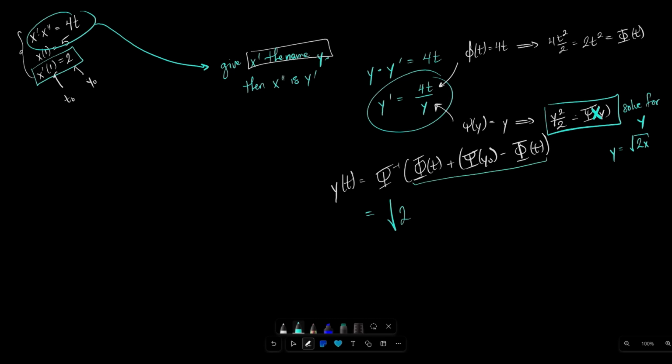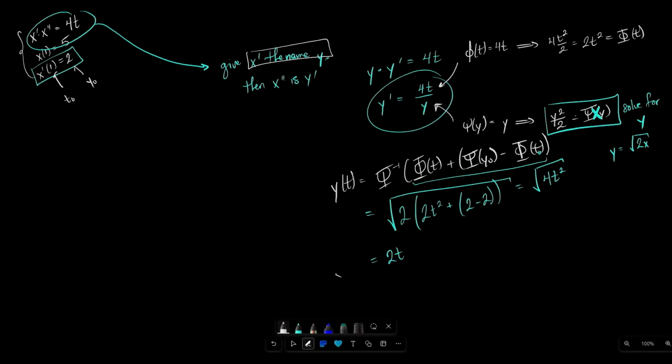Well, I know that capital phi is 2t squared plus psi at the initial condition. There's psi, y squared over 2. The initial y value is 2, so that's 4 divided by 2. 4 divided by 2 is 2, minus phi at the initial condition. Phi is 2t squared. The initial condition is 1 for time. 2 times 1 squared is 2. And so I end up with this, or in other words, square root of 4t squared. Thankfully, everything is a square here, and I end up with 2t.